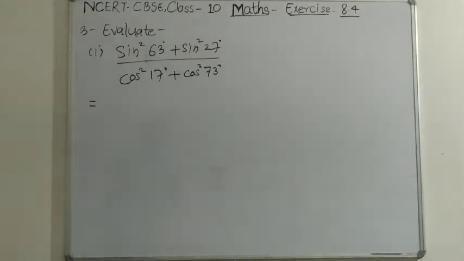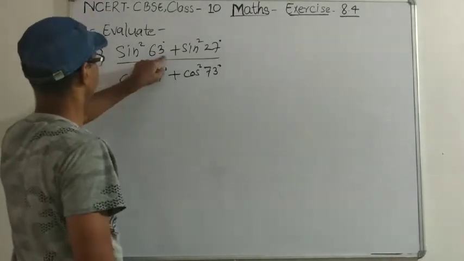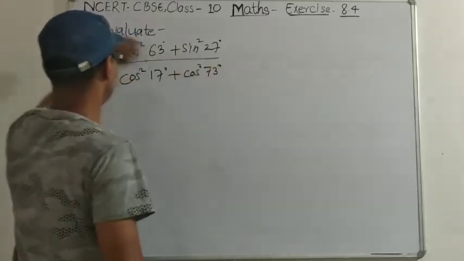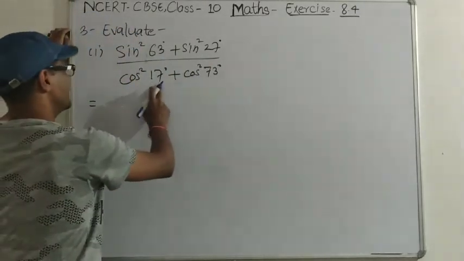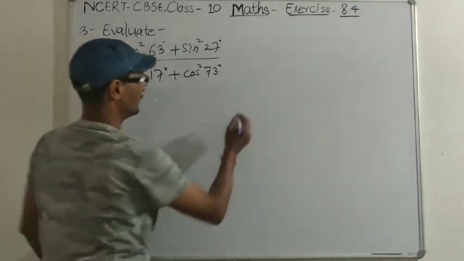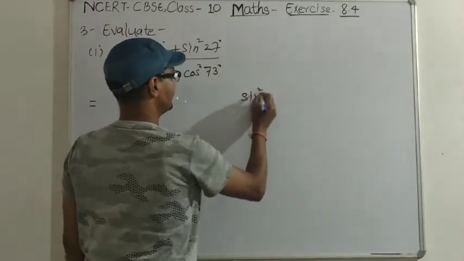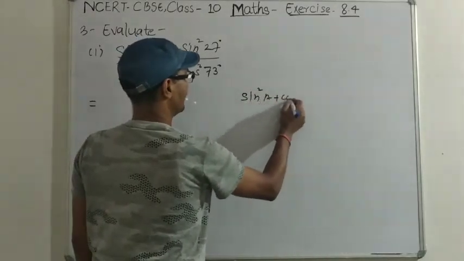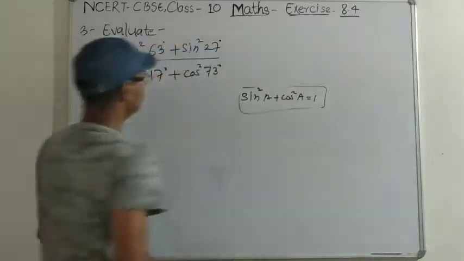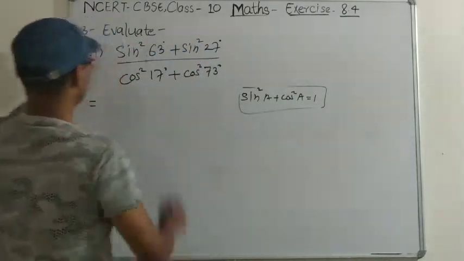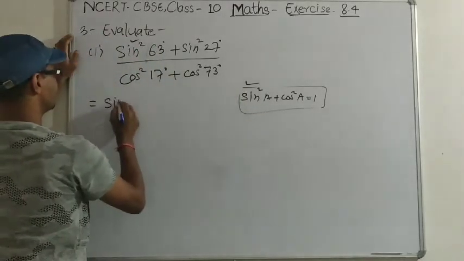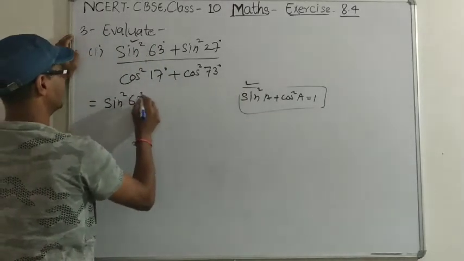Now number 3 is evaluate: sin square 63 degree plus sin square 27 degree, by cos square 17 degree plus cos square 73 degree. If sin square is coming, you should understand that we always get sin square A plus cos square A. Such type of questions give this. So try to get this. So sin square A is here, it cannot be changed, sin square 63 degree.